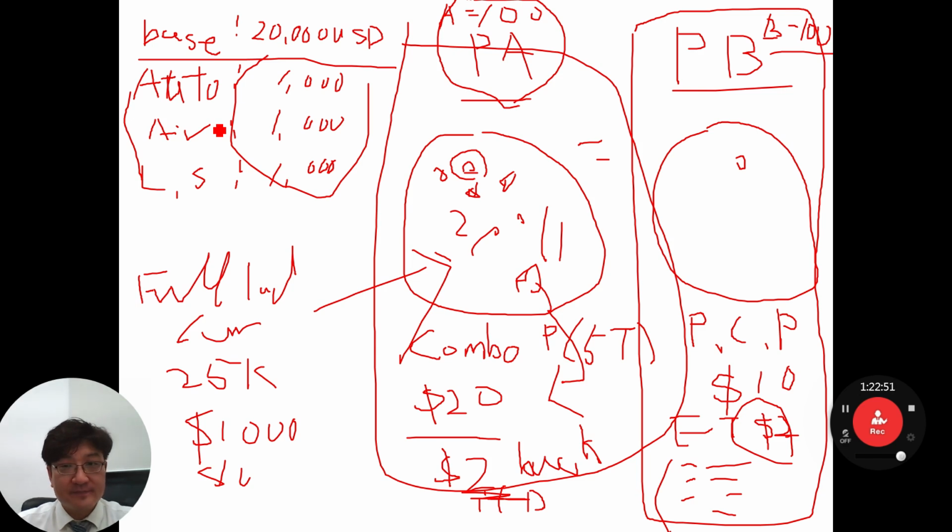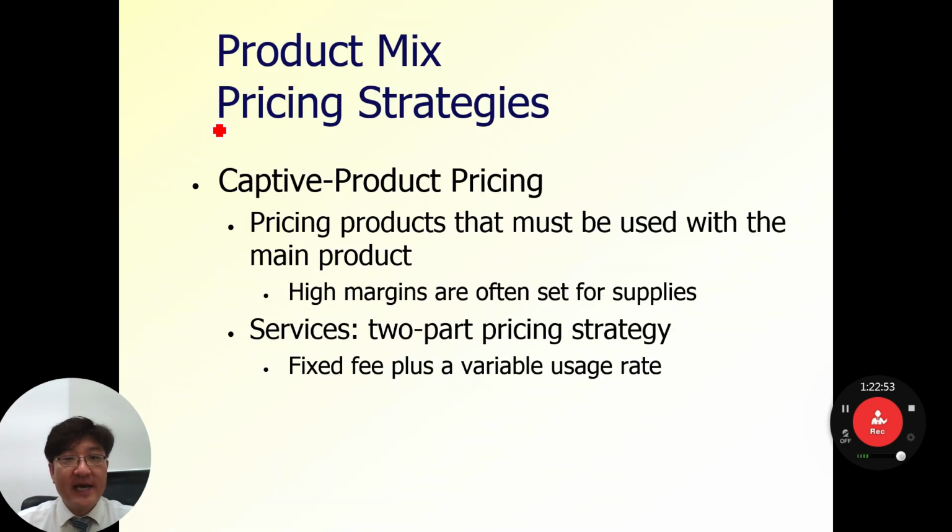Okay, let's move on. The next one is captive product pricing. Captive product pricing is where you sell a certain base product at a lower price, but you try to make profit with supplies. I do not have that prop, but I do have something like that. Let me get that prop. Okay, I do have it.